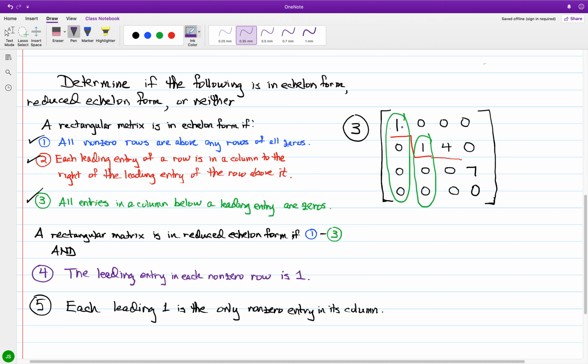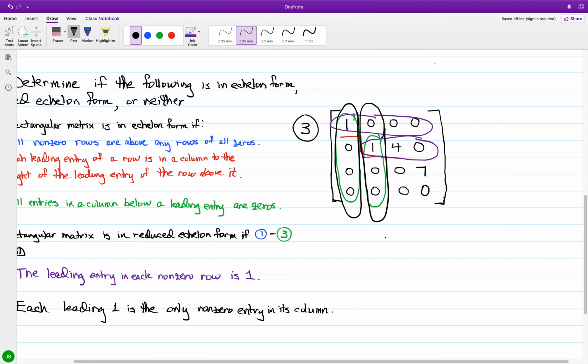And the leading entry in each non-zero row is 1. So the leading entry here is 1. Leading entry here is 1. No more leading entries. So this part is satisfied, and each leading 1 is the only non-zero entry in its column. So again, this 1 is the only non-zero element in its column, and this one is also the only non-zero in its column. So that is satisfied. So for what we have here, this will be in reduced echelon form.